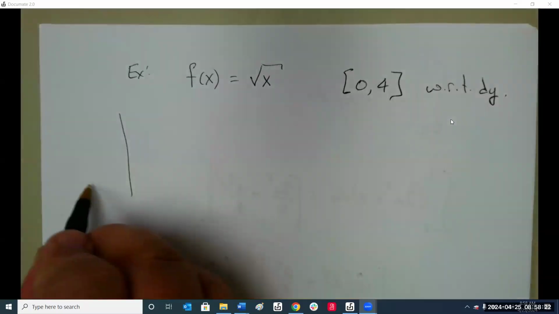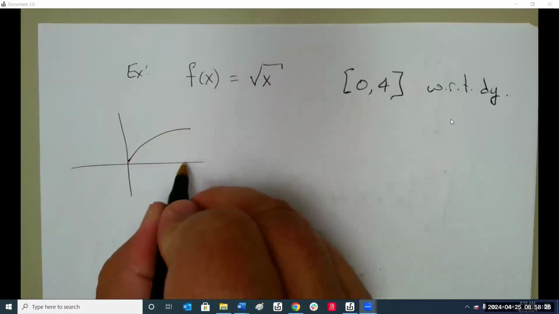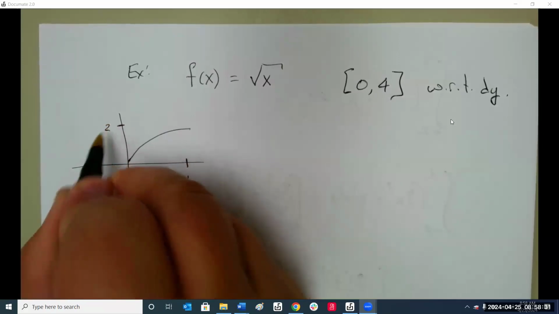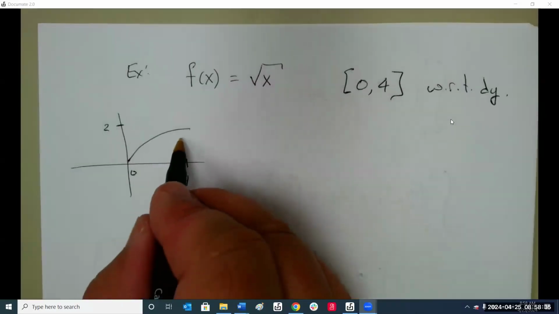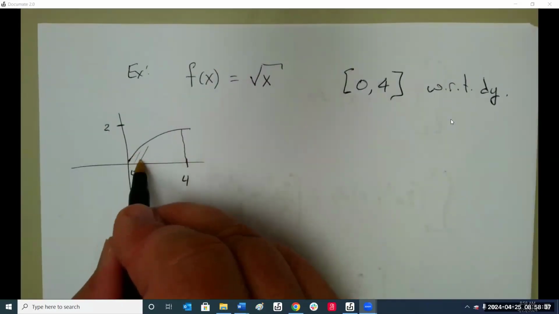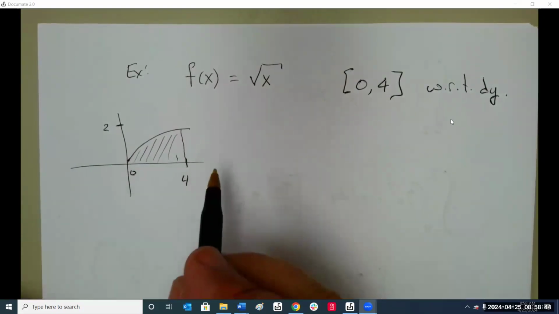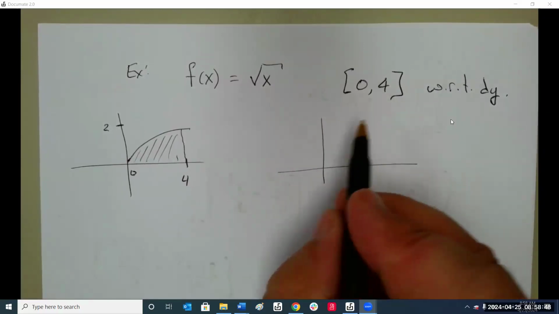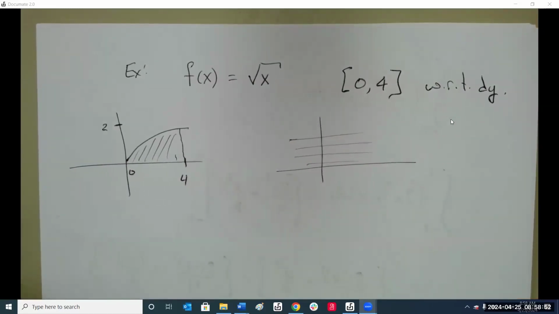What we'd normally look at, our function would look like this from 0 to 4. When x is 4, y equals 2. And we'd look for this area. Typically, we have vertical slices. But now what I want is to know, with respect to the y-axis, how would it look?